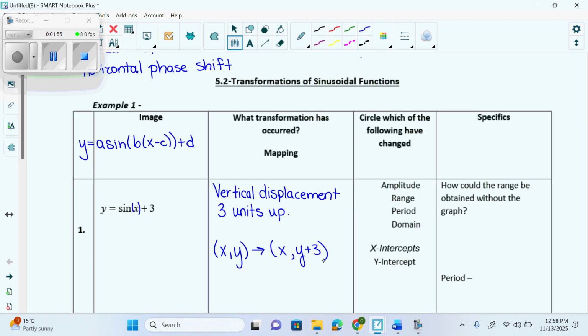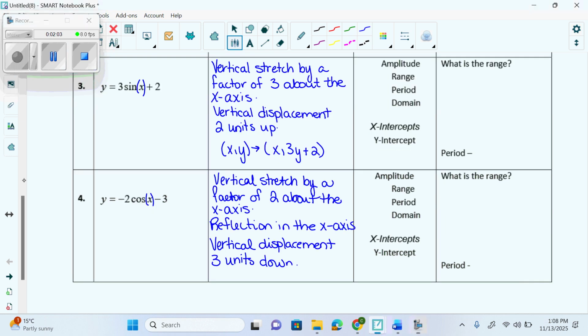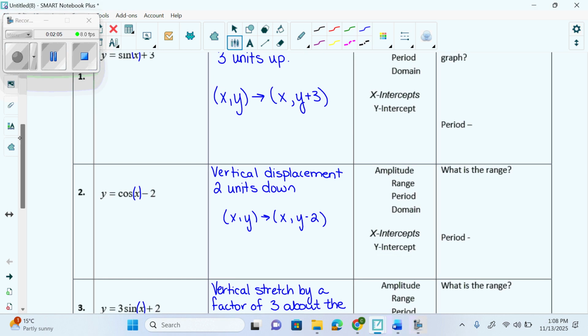You guys are going to do 1 to 7. There's 3 more on the next page. I want you to do that column. Transformations and mapping, go. So, number 2 is a vertical displacement because it's not with the x. Vertical displacement 2 units down. And how you move 2 units down is by doing y minus 2.